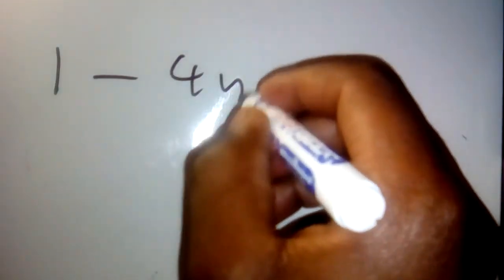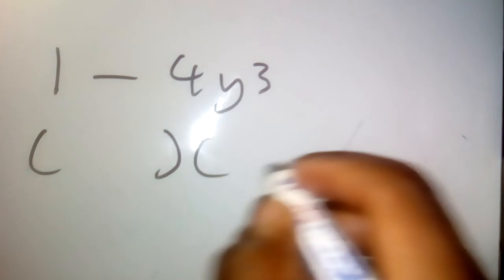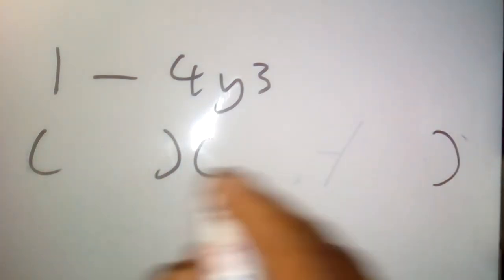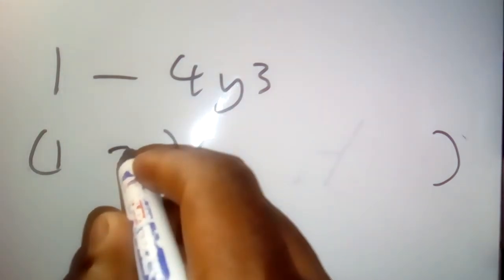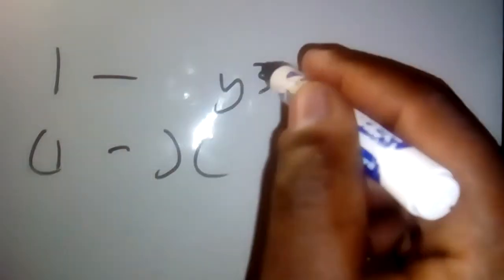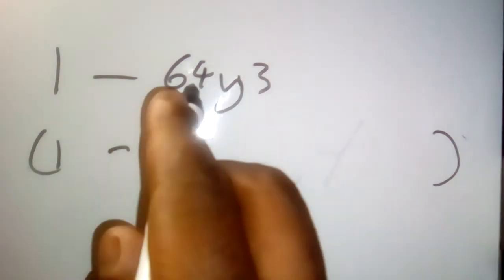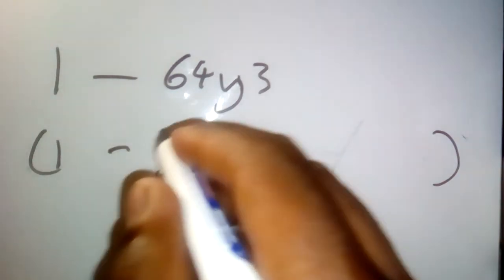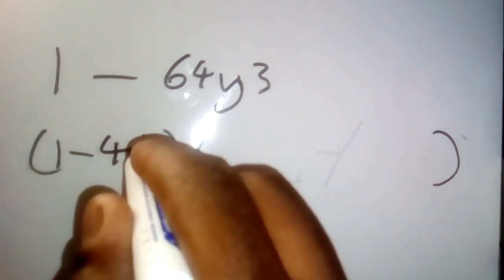Let's just do one more: 1 minus 4y cubed. When we cube root it, it's going to give us that. Okay, I made a mistake here. This was not my intention. My intention was to say 64. So the cube root of 64 is 4, right? Because 4 cubed is 64. So it's going to be 4y, right?